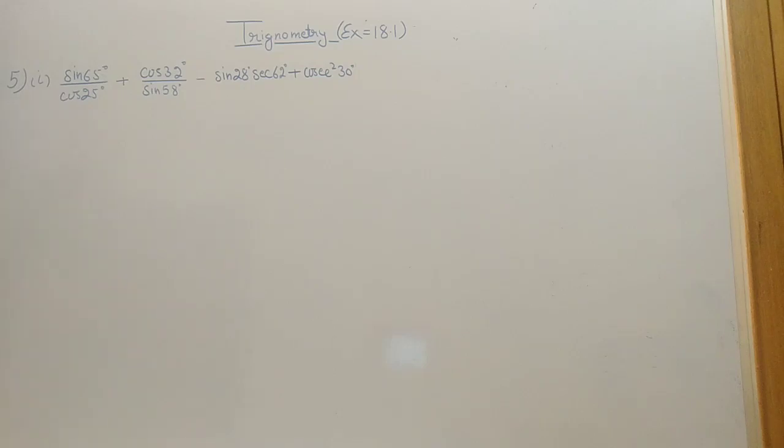Hello students, we are doing exercise 18.1 and today we will start from question number 5, first part. sin 65 by cos 25 plus cos 32 by sin 58 minus sin 28 sec 62 plus cosec square 30. So first, from this first term, any one we have to change.